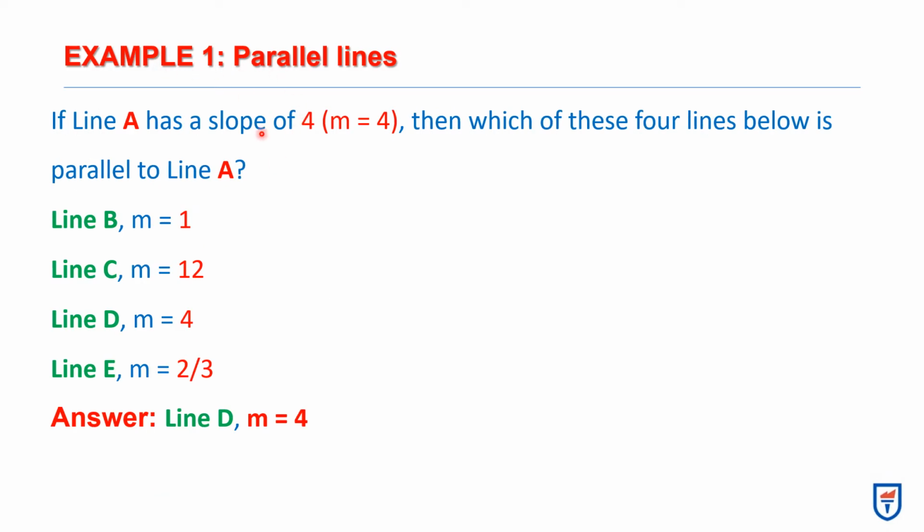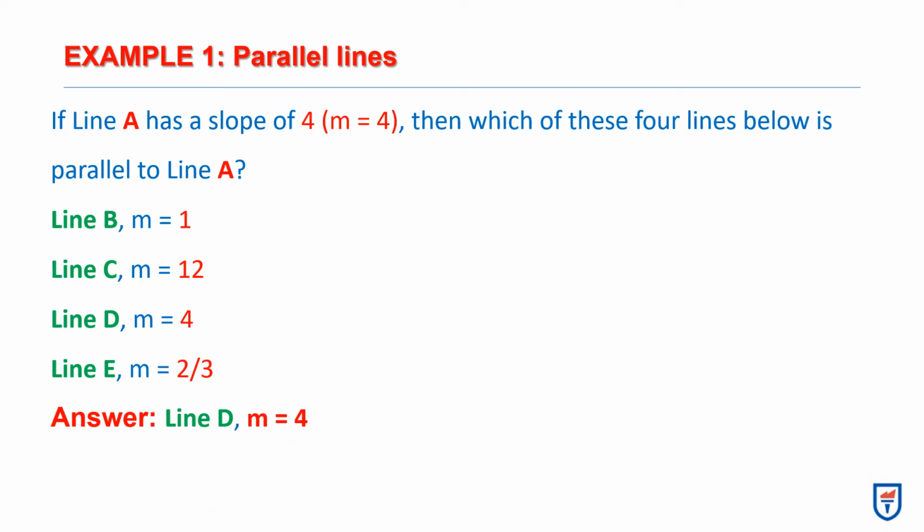Let's look at this example that says, if line A has a slope of 4, m is equal to 4, which of the below 4 lines are parallel to line A? If we check these 4 lines below, only line D has a slope of m equal to 4, which is the same as the slope of line A. Therefore, we can conclude that only line D is parallel to line A, since their slopes are the same.